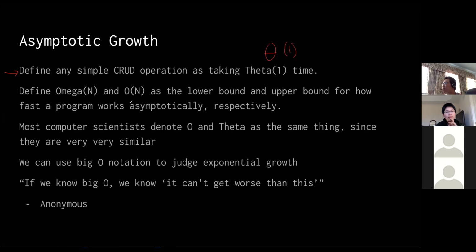Basically that's what it means. And we also define some more notation. These two we will no longer look at, like omega n, because omega n is a lower bound. Basically, it can get faster. Omega n is basically a lower bound.